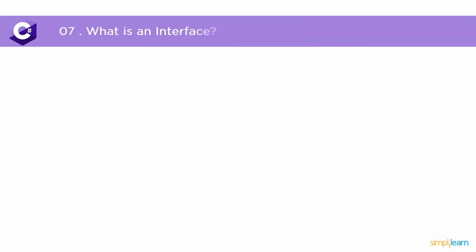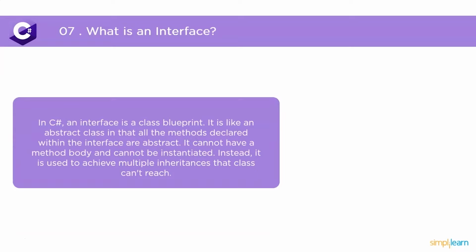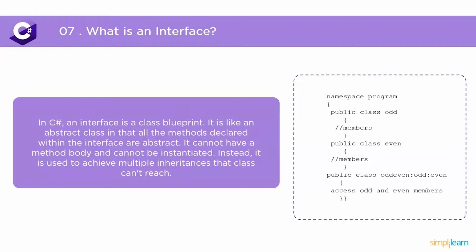Next we have, what exactly is an interface? In C#, an interface is a class blueprint. It is like an abstract class in that all the methods declared within the interface are abstract. It cannot have a method body and cannot be instantiated. Instead, it can be used to achieve multiple inheritance that classes can't reach. The following example demonstrates an odd-even class has access to both the even and odd classes.